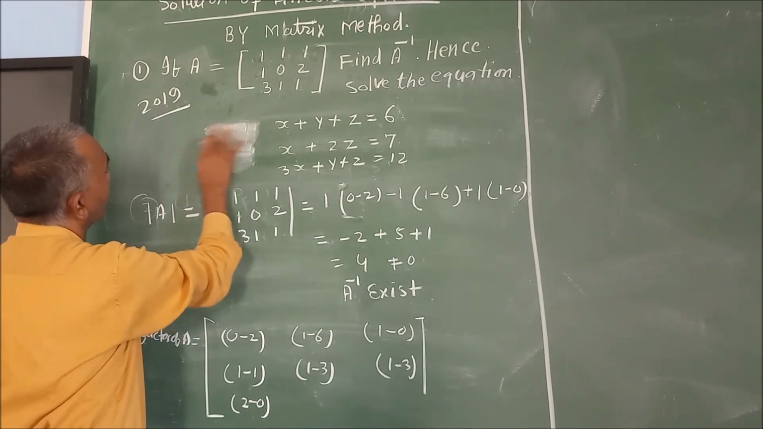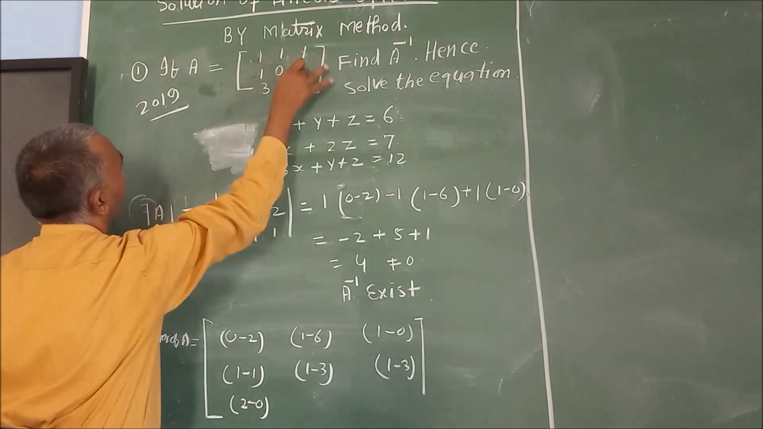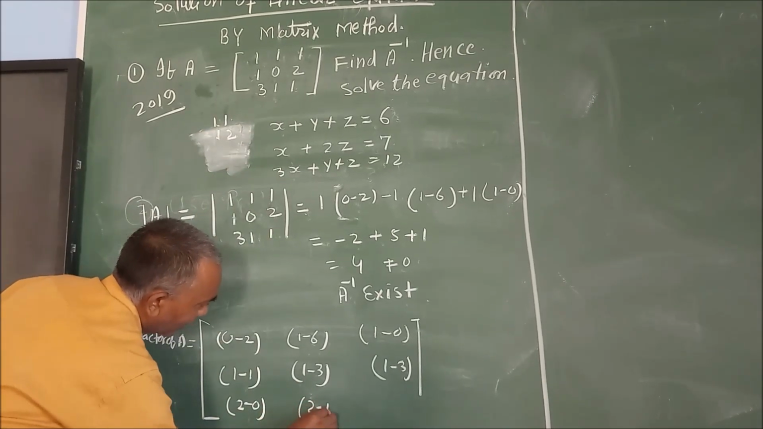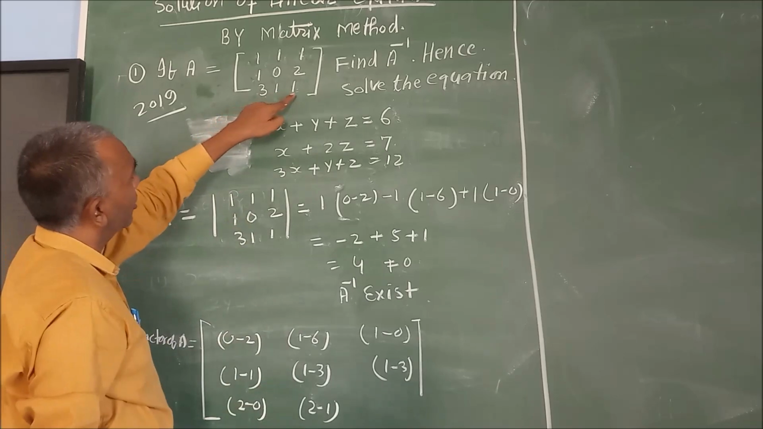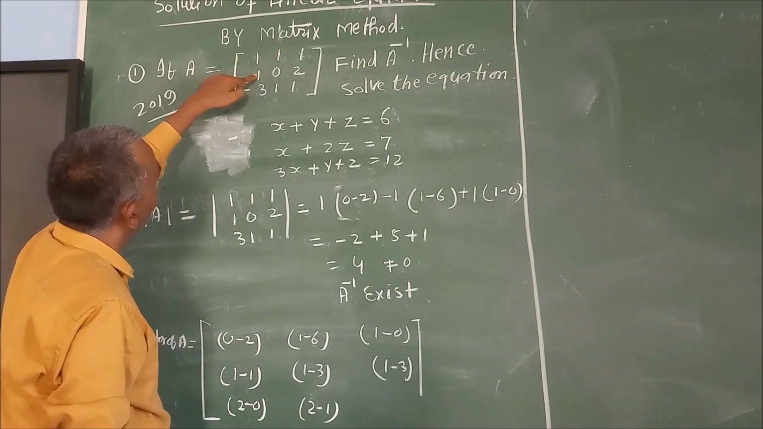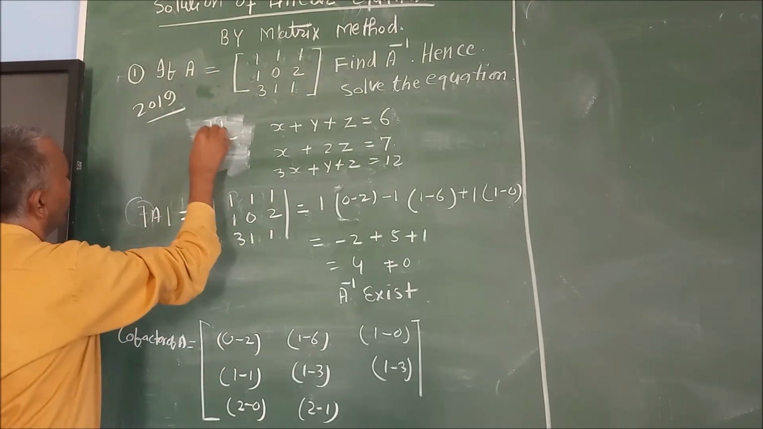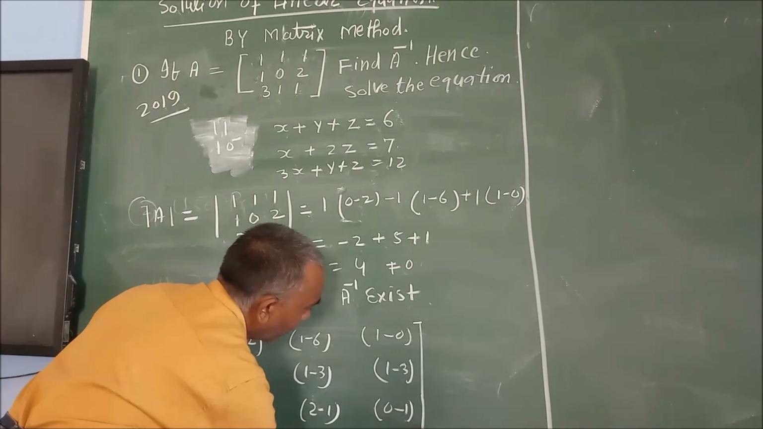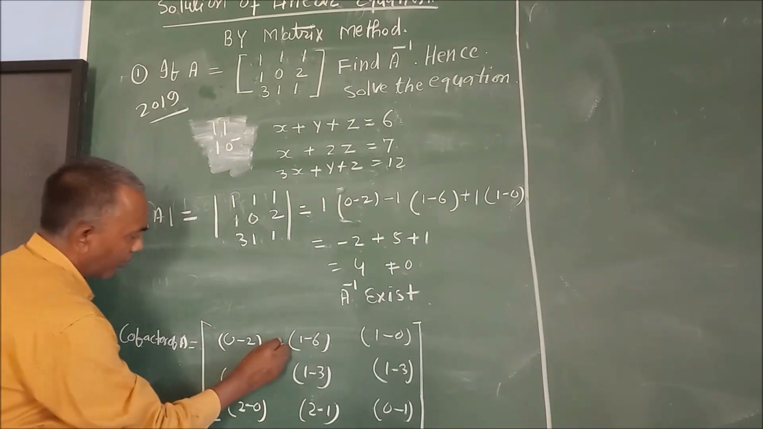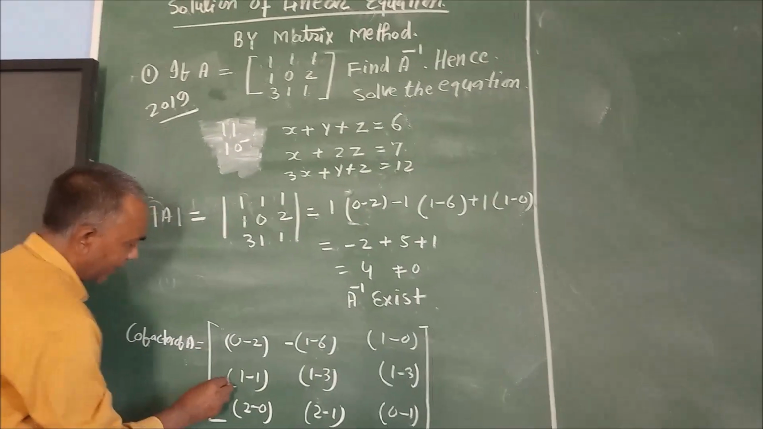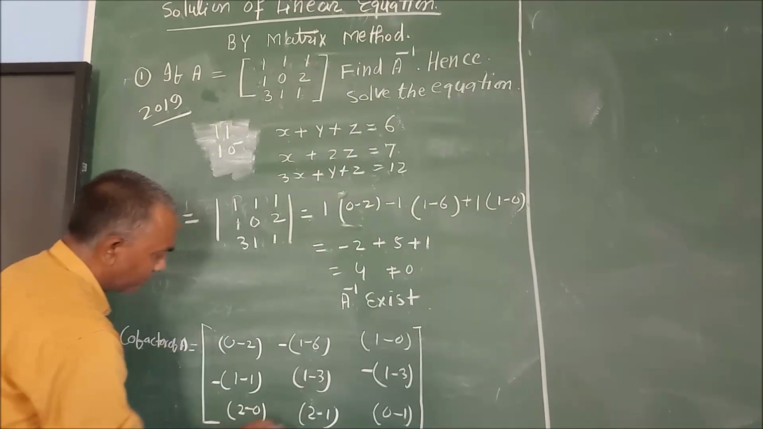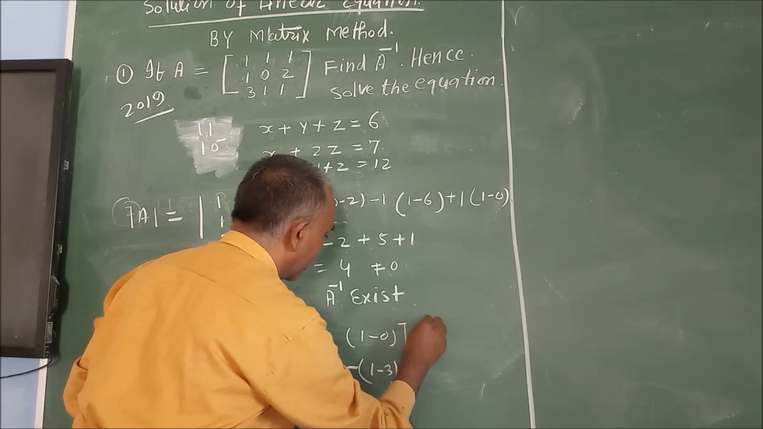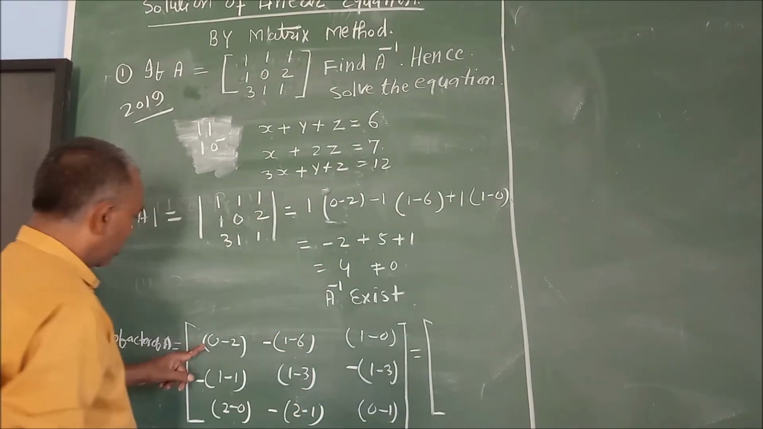And after that, the cofactor of this one: we will get 1, 1, 1, 2. So 2 minus 1. And after that, the cofactor of the last term 1 will be 1, 1, 1, 0. So we will get 0 minus 1. And after that put the signs plus, minus, plus, minus, plus, minus, plus, minus, plus. Here it will be plus.